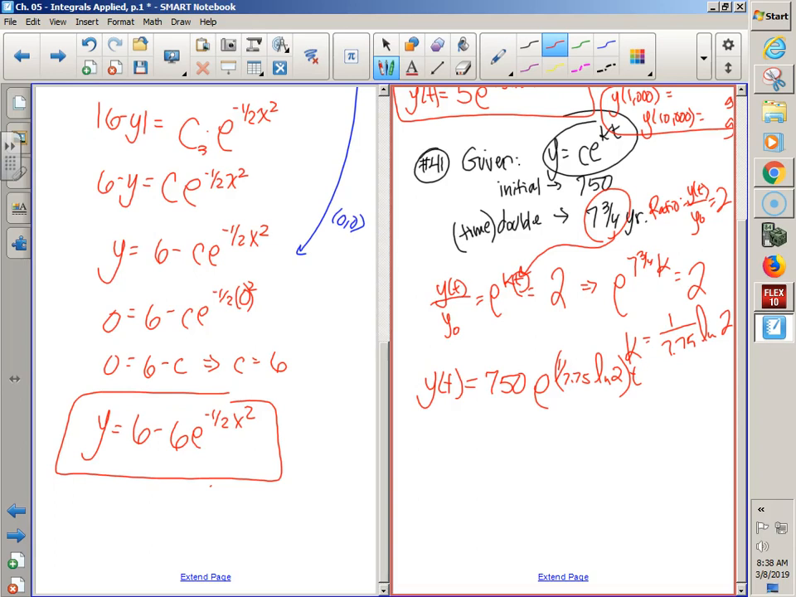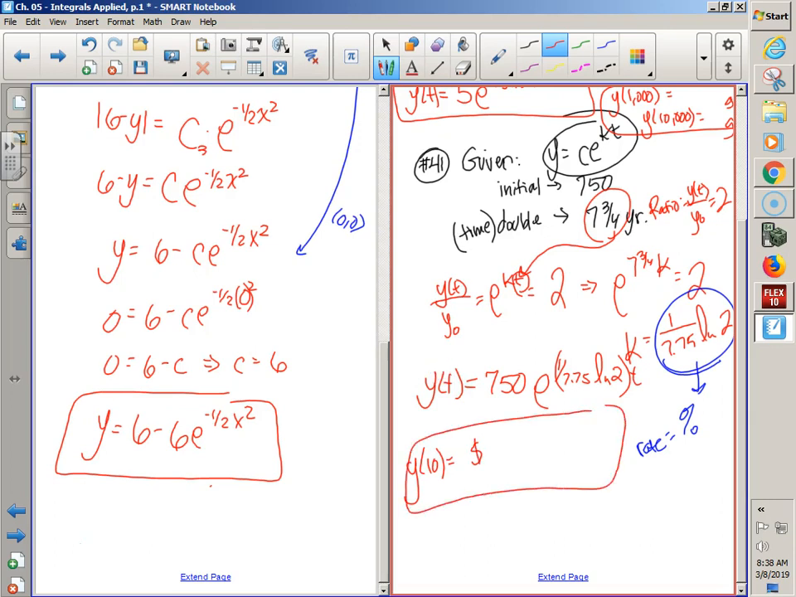Any constant? Find that as a decimal, make it into a percentage. And then the next part is amount after 10 years. You have to plug in 10. Got him, coach. Okay, give me a thumbs up if you're like, yep.